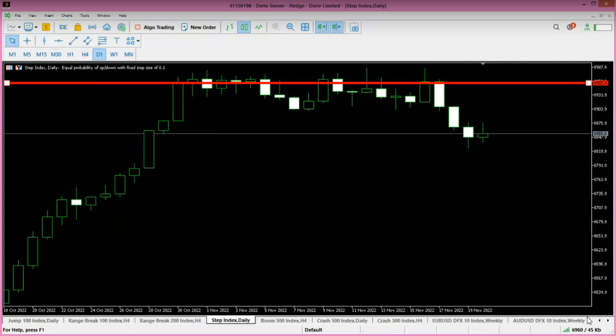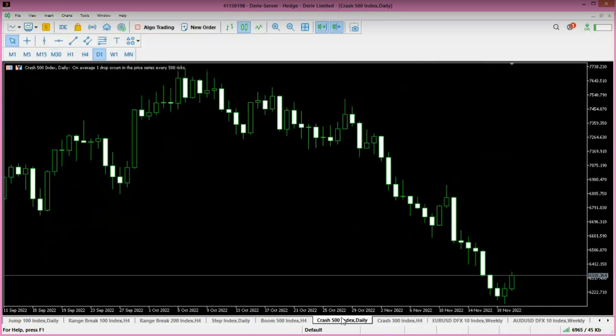No, I mean crash 500. Again, don't forget that on step index we are expecting a selling opportunity, which is what we have been doing here. Now let us go to crash 500.